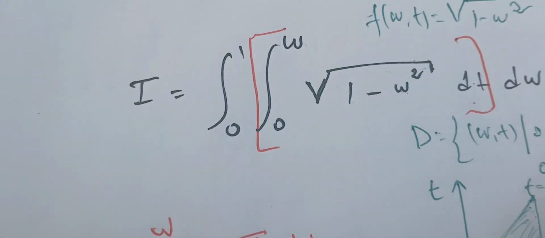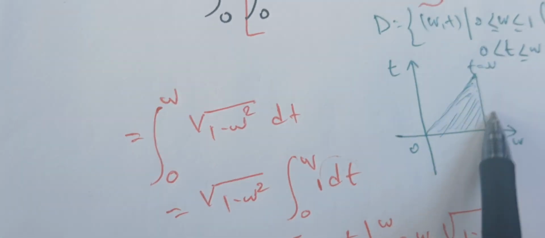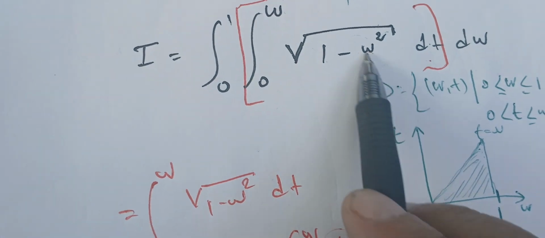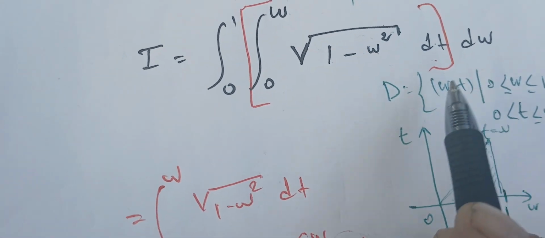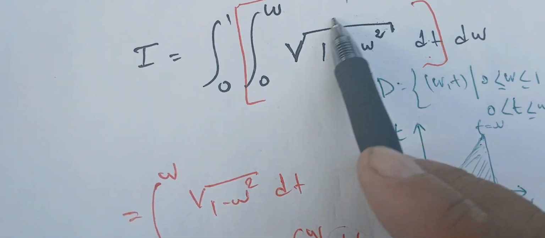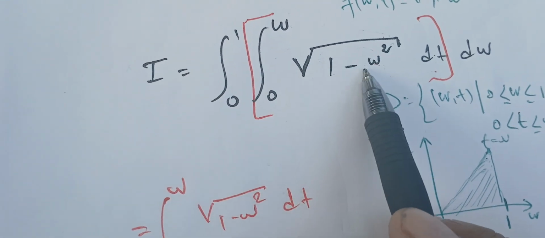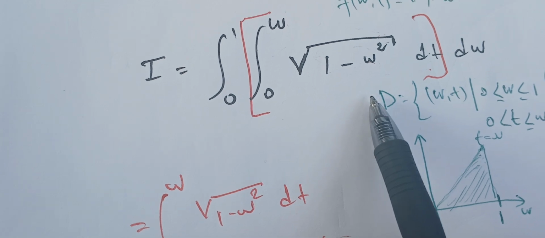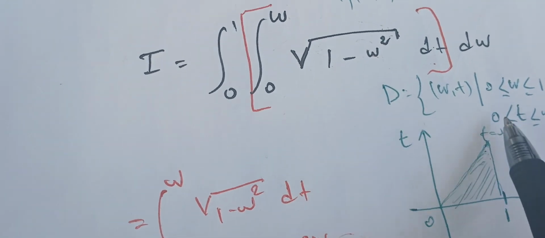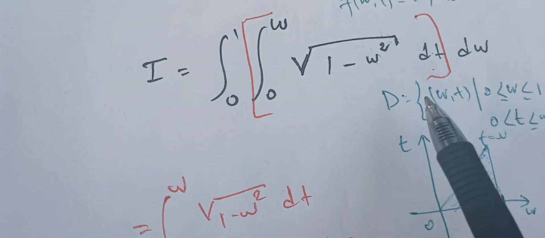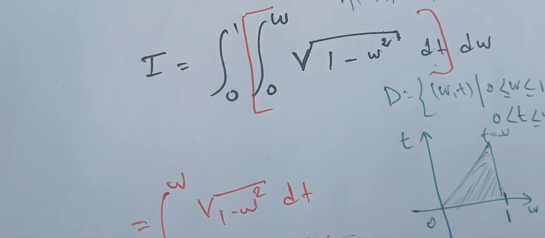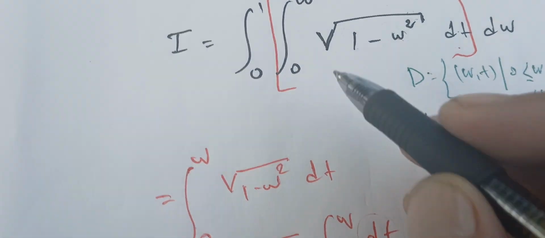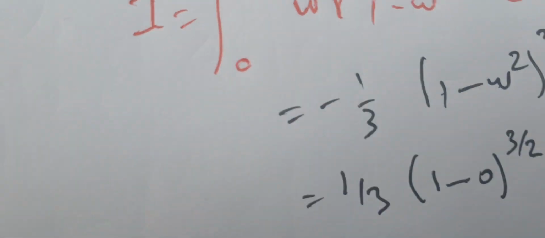In this part we are just learning how to do these regions and how to integrate. Next we're going to see what happens when this is difficult and how we can change the order of integration. We're going to have the region and do the integration in the next few videos. For now, the value of this integral is 1/3.